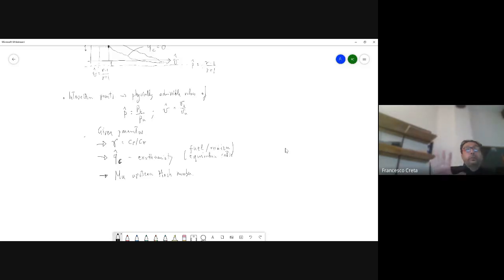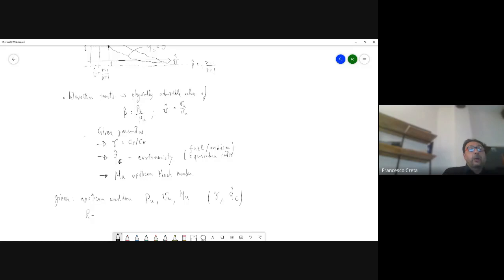So, what do we do with this Rankine-Hugoniot analysis? Well, suppose that I give you the upstream conditions: the unburnt pressure, the unburnt specific volume, and the upstream Mach number, and also constants like gamma and the exothermicity.